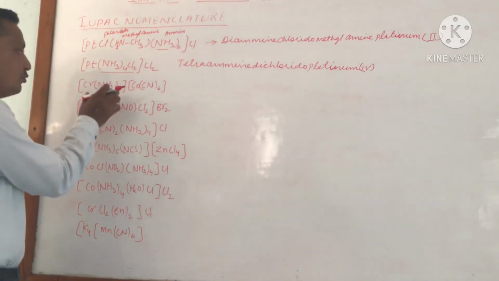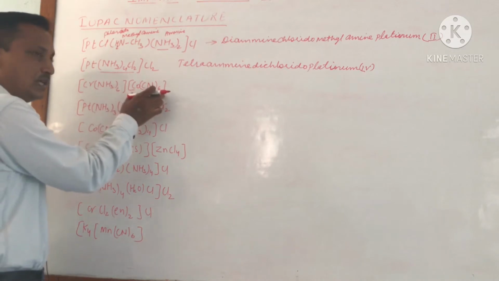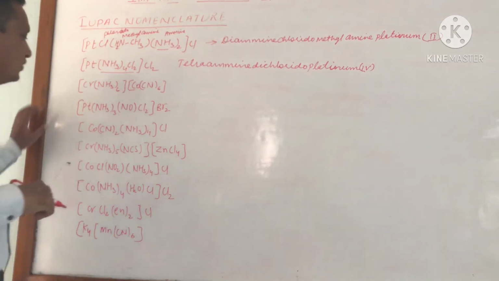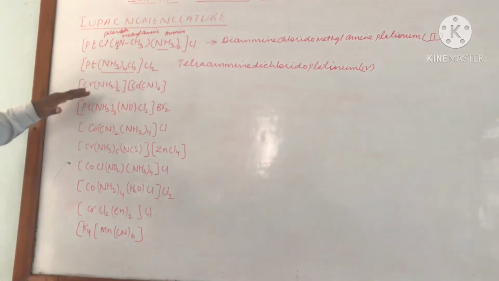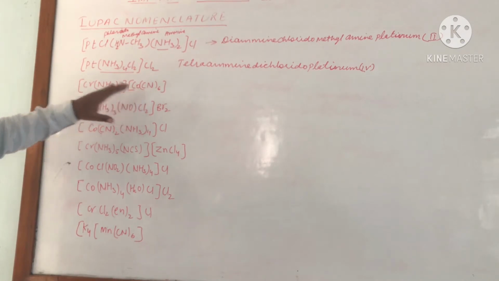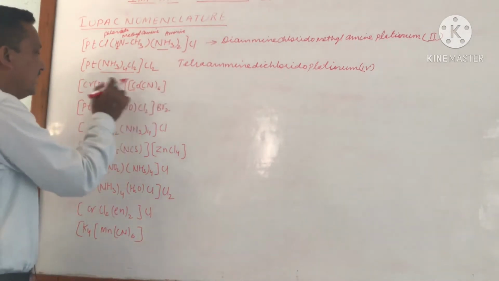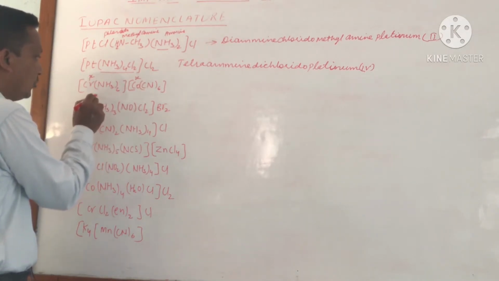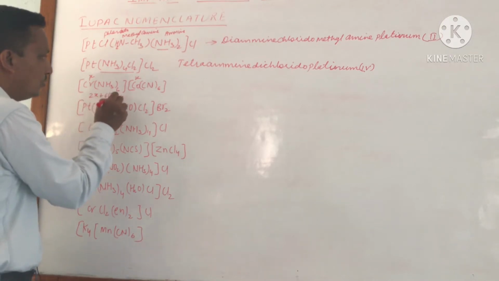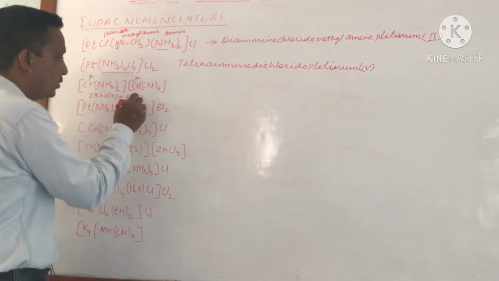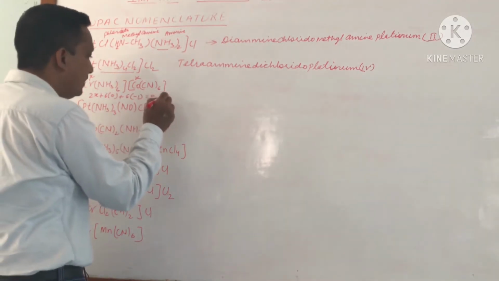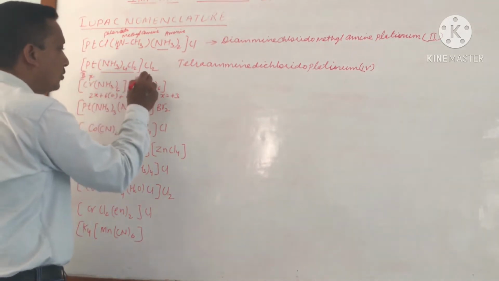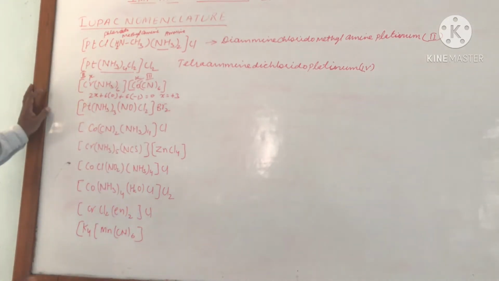Next we are taking the case where both cation and anion are complex ions, and how to write the name. In this case we are to find out the oxidation state of chromium and cobalt in this complex, so we can easily find out by considering it as x and x. So 2x plus 6 into 0 plus 6 into minus 1 equals 0. So we get the value of x equal to plus 3. That means chromium would be in plus 3 oxidation state and cobalt also would be in plus 3 oxidation state.